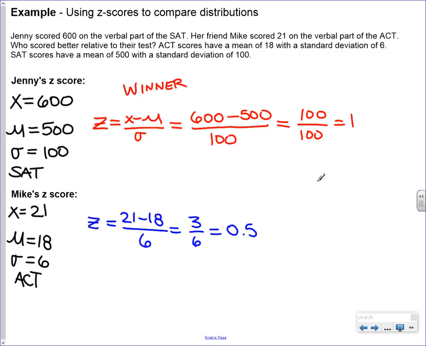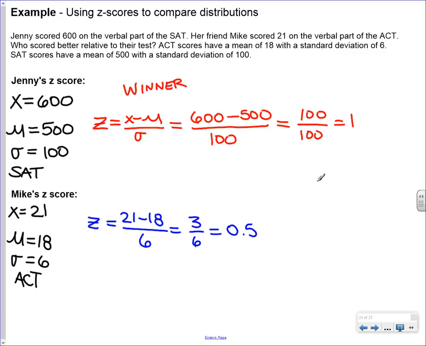Okay, so if we weren't able to convert these to z-scores or percentiles or something like that, we would be unable to compare these scores, right? Because Jenny scored 600, Mike scored 21. So does that mean Jenny did better because 600 is bigger than 21? Well, not necessarily, right? Because the SAT and the ACT have totally different scoring rules, right? So we have to find a way to standardize our scores. That's why it's called the standard score, or the z-score. We have to find a way to standardize those scores so that then we could compare them to each other.